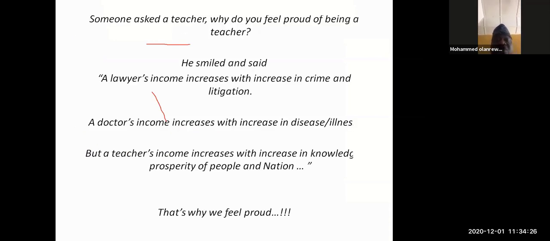Now, there is a quotation. It's not by me. Someone once asked a teacher, why do you feel proud of being a teacher? And the teacher smiled and said, a lawyer's income increases with increase in crime and litigation. Take note. A doctor's income increases with increase in disease and illness. But a teacher's income increases with increase in knowledge, prosperity of people and nation. Thank you. God bless you all.